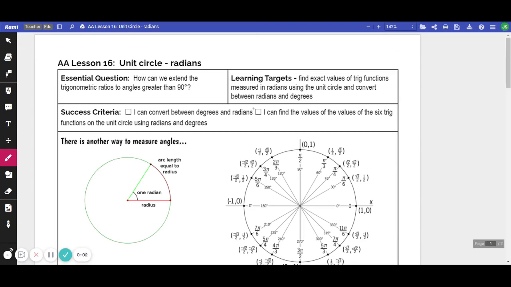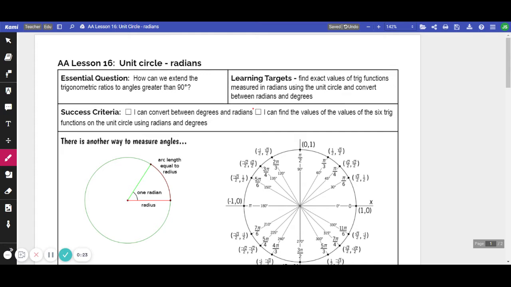Lesson 13 is once again on the unit circle. I've mentioned a couple times in class that there's more than one way to measure an angle. So I was telling you that when you used your calculator, remember I said make sure you get the same answer as I do, because there are different modes. There are different ways to enter angles or measure angles.